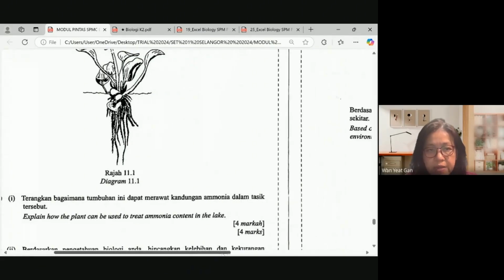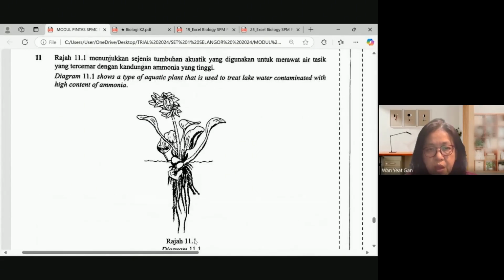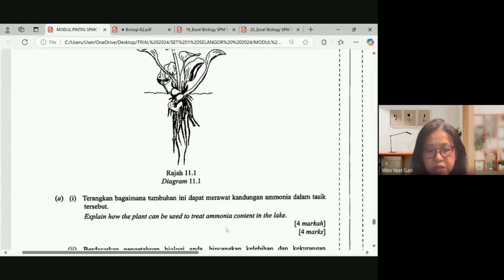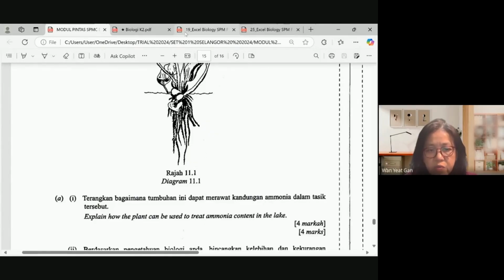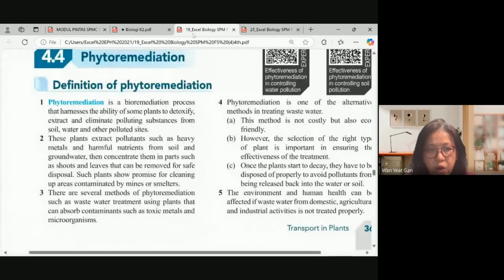Okay, so this plant is water hyacinth. Water hyacinth is one of the plants that you can use to treat waste inside a pond, river. So the method used is called phytoremediation. So what is phytoremediation? Now, phytoremediation is a bioremediation process that harnesses the ability of some plants to detoxify, extract, and eliminate polluting substances from the soil, water and other polluted sites.